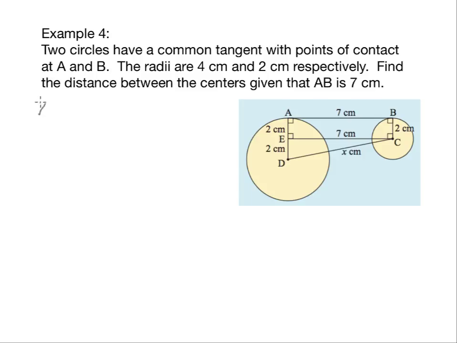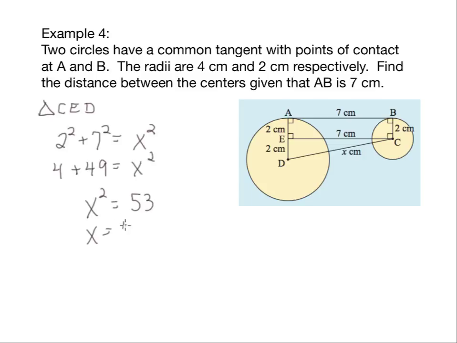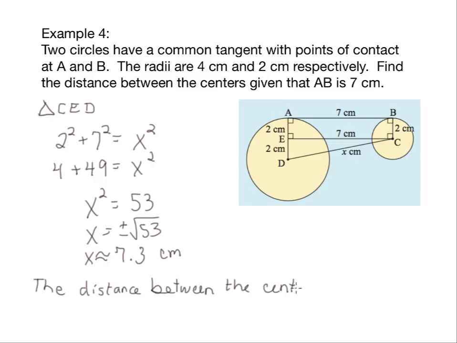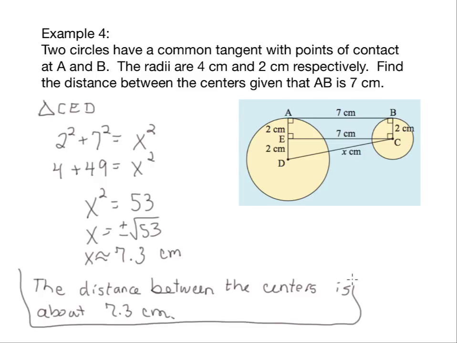So let's start by using Pythagorean theorem. Let's look at that triangle CED that we've just made, and we can use Pythagorean theorem to say that 2 squared plus 7 squared equals X squared. Solving this for X, we end up that X is approximately 7.3 centimeters. And that is the distance between the two centers of the circles. So I can say the distance between the centers is about 7.3 centimeters long.